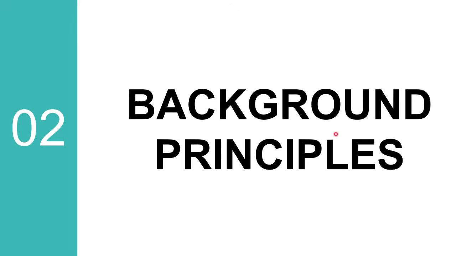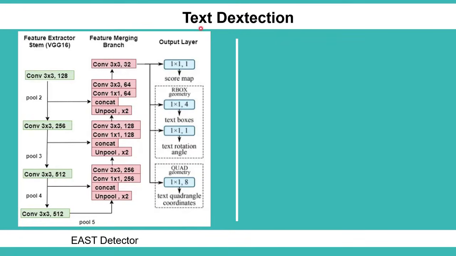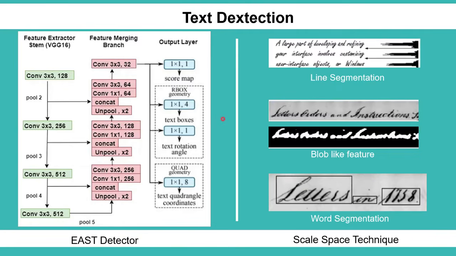The background principles. Here, for text detection, I compared the EAST detector and the scale space technique. EAST is a deep learning technique. It has two main stages. The first stage is a fully convolutional network, whose output is the probability of the text and the location of the text. The second stage is non-max suppression, to merge the bounding boxes into one final text box.